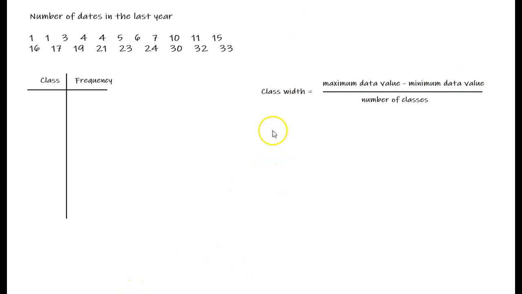So I'm going to go ahead and write this by hand. Our class width is going to be equal to our maximum data value, which is 33, minus our minimum data value, which is 1, all divided by the number of classes that we're going to use. And we said by default we're going to use 5. Unless I specify some other number, let's use 5.